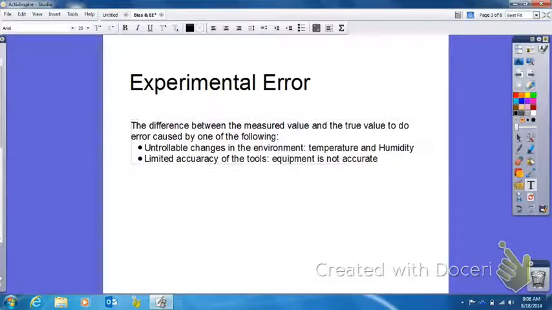All right, one thing I do want you to know, and I want you to star this, is that mistakes are not experimental error. If you make an error in reading a tool, that's not experimental error. That's just you've messed up. So just be aware of that.